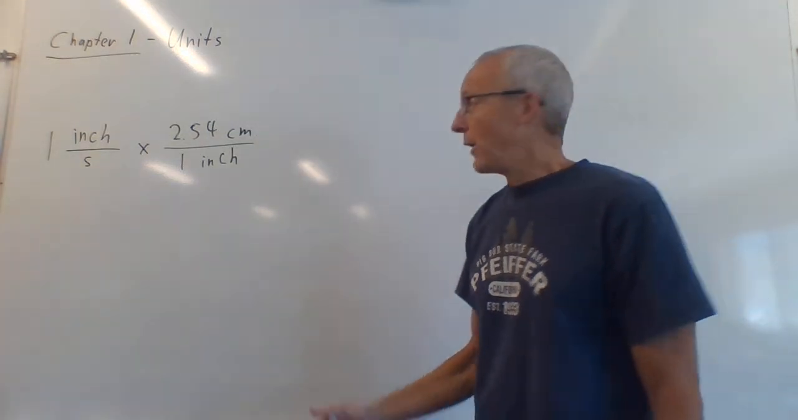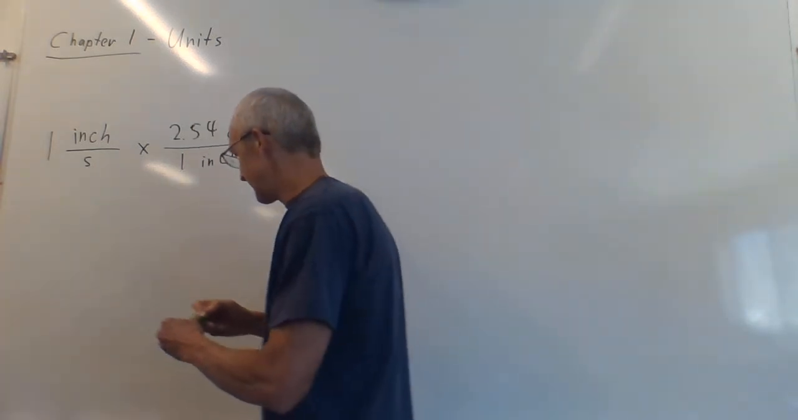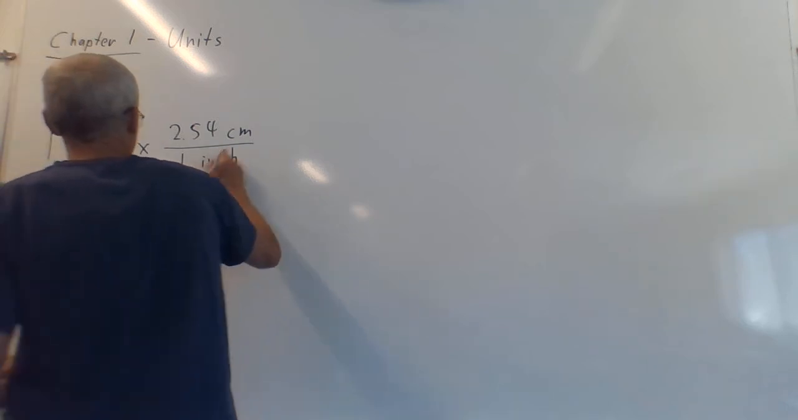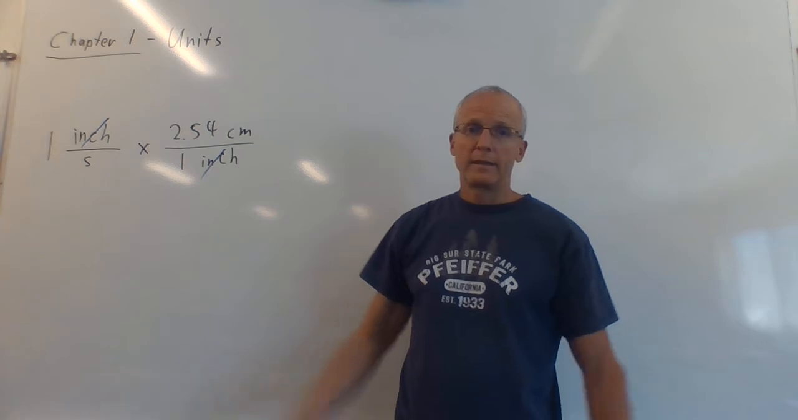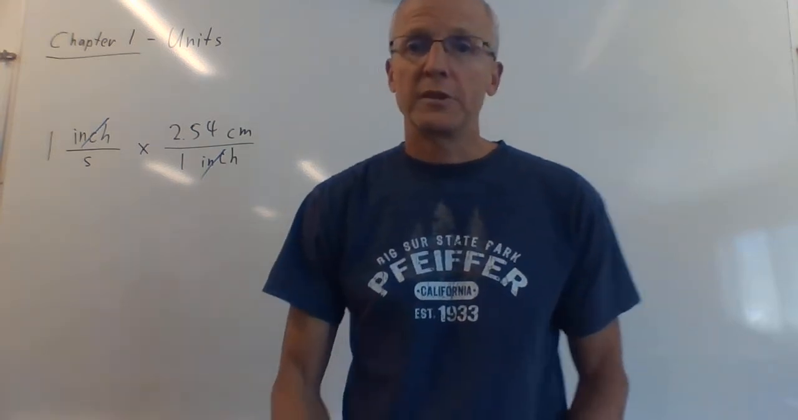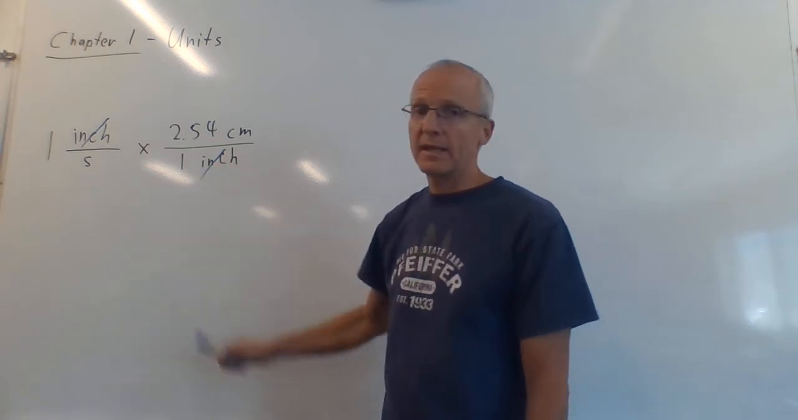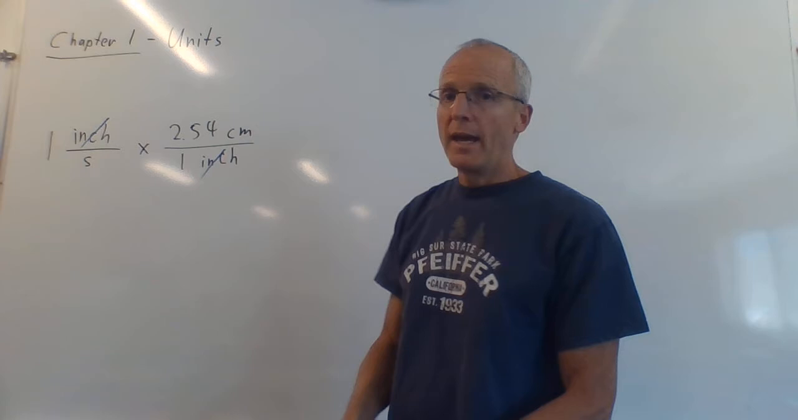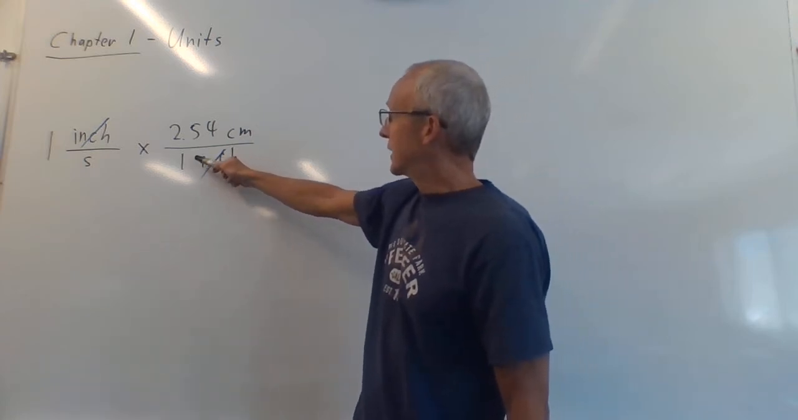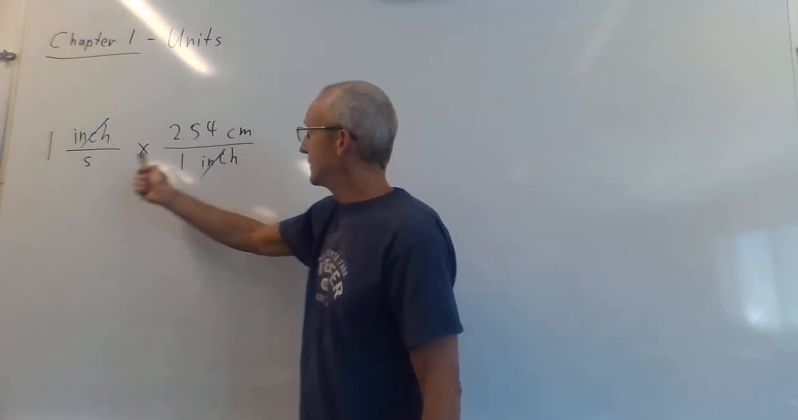Now, I knew to put the centimeters in the top and the inch in the bottom because I'm going to want the inches to cancel. So I want to have the inch on top and an inch in the bottom. And this is like multiplying by 1. If you multiply by 1, you don't change anything. Since 2.54 centimeters is the same thing as an inch, I'm multiplying by 1, not changing anything. And again, the way I knew to put the inch in the bottom and the centimeters in the top was so the inches cancel. So now I have centimeters per second.